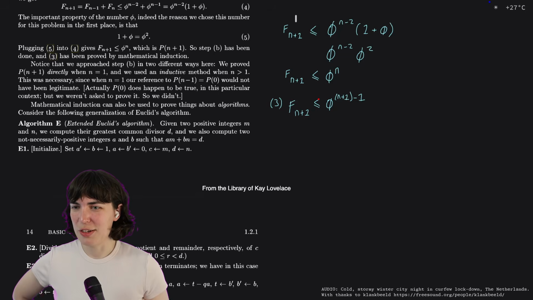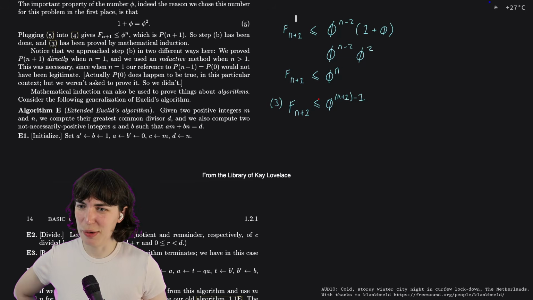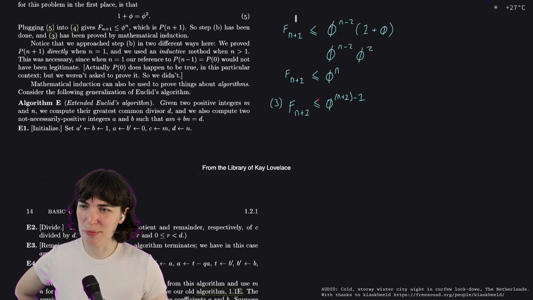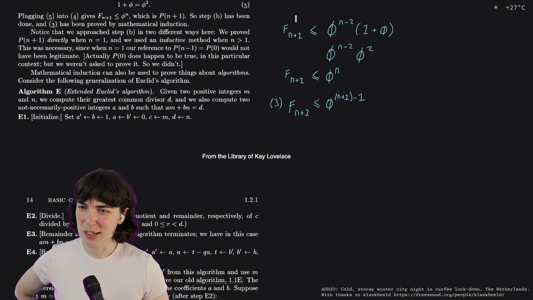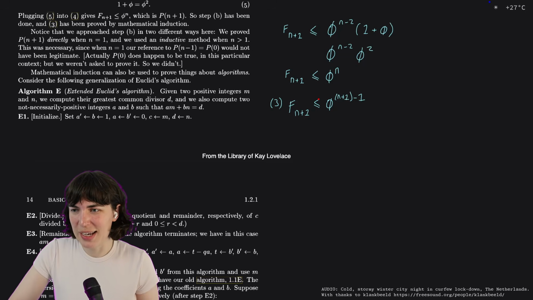Okay. Mathematical induction can be used to prove things about algorithms. Consider the following generalization of Euclid's algorithm. Algorithm E, extended Euclid's algorithm. Given two positive integers, m and n, we compute their greatest common divisor d. We also compute two not necessarily positive integers a and b, such that am plus bn is equal to d.